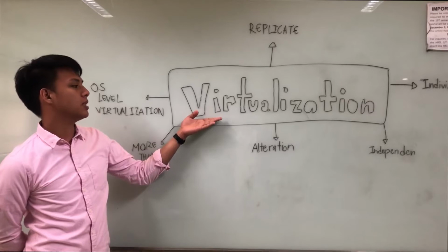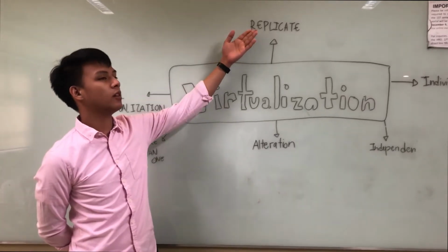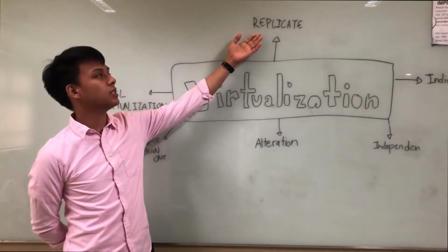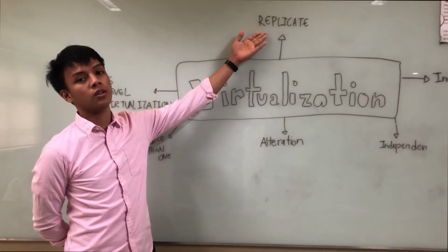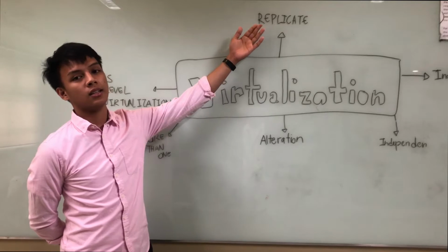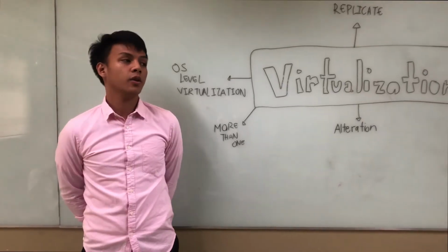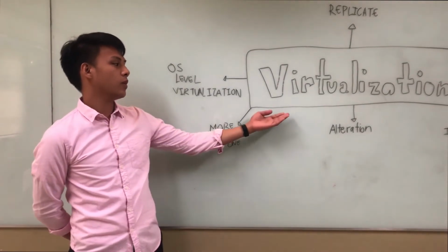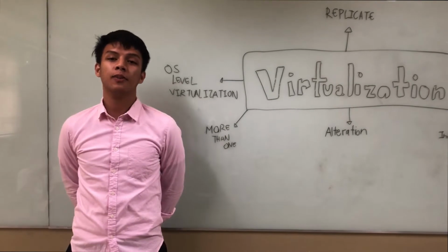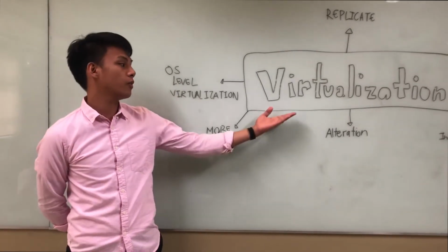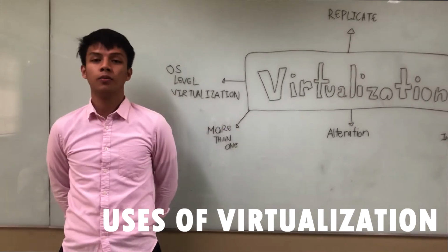So here in virtualization, the last is replicate. With replicate, an operating system's functionality is replicated on each other in isolated containers. So here, I already explained what virtualization is and its definition. Now, I will explain the uses of virtualization in computing.